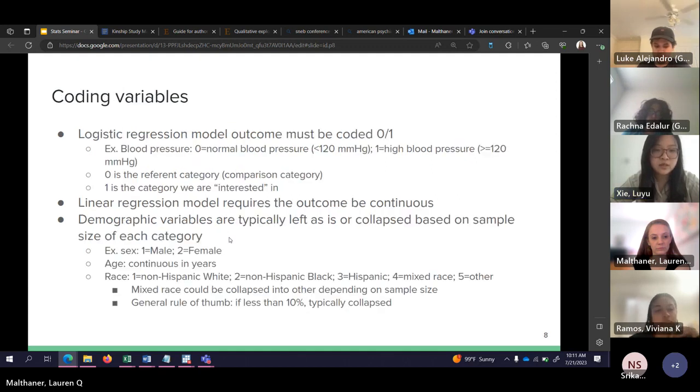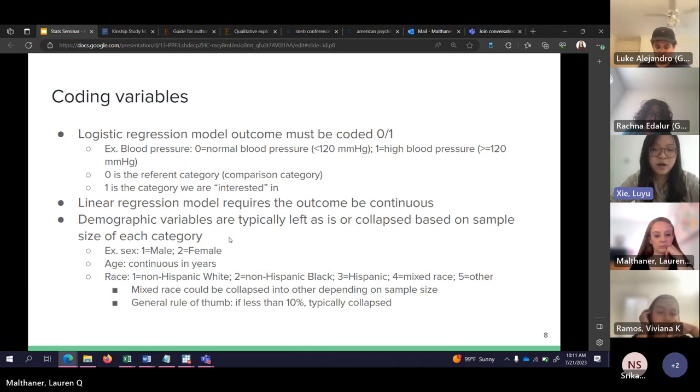Next, please. Okay, once you have your variables figured out, the next step will be coding those variables. The reason we need to recode the variables is because different regression models take different types of variables. For example, there's a regression model called logistic regression. It calculates odds ratios. We will cover this later, but I just want you to know that if you are doing a logistic regression, the outcome must be coded as 0 or 1. It has to be a binary variable.